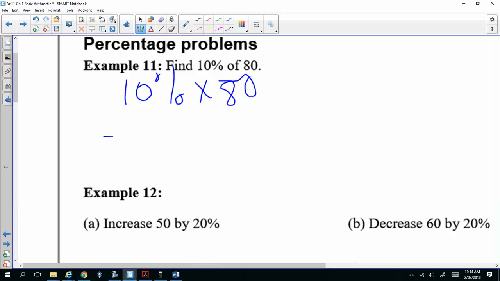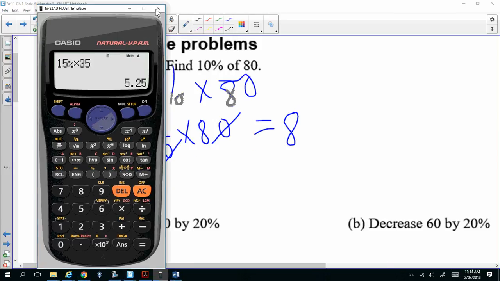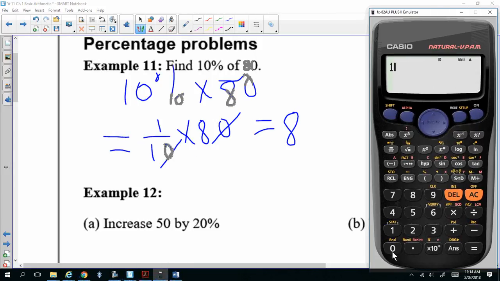And 10% of 80, which is just write 1/10 times 80. You can just cancel, which you get 8. Or you can use a calculator. So all you do is just press 10%. Remember, percentage is shift open bracket times by 80. Should give you the answer 8.